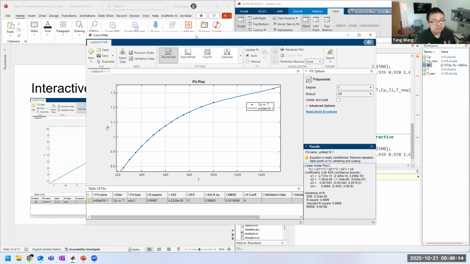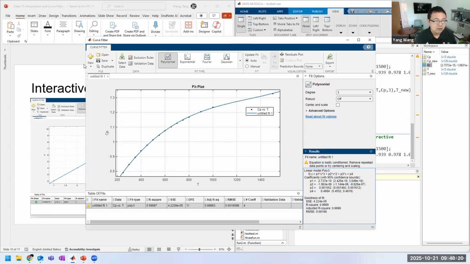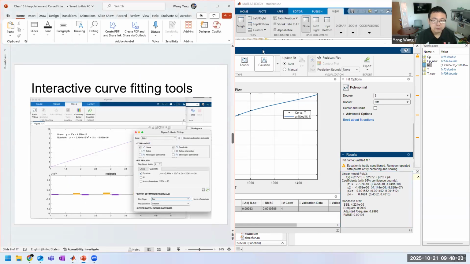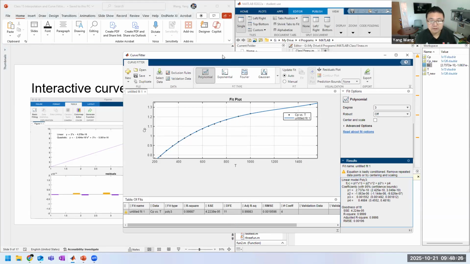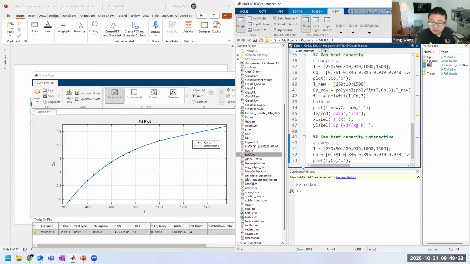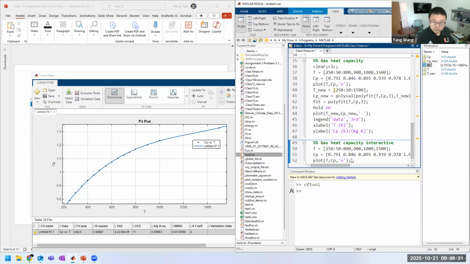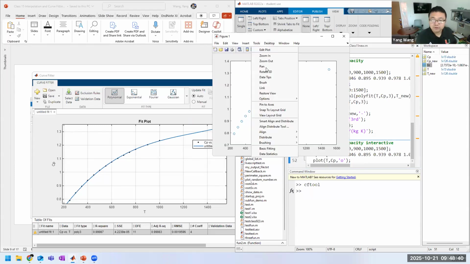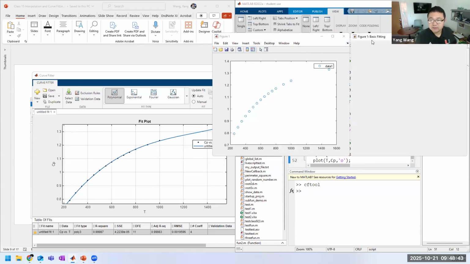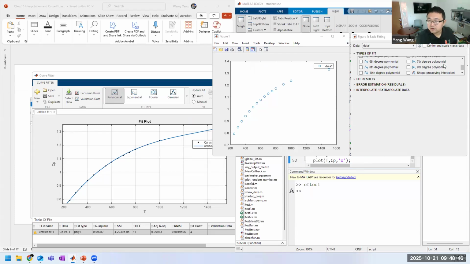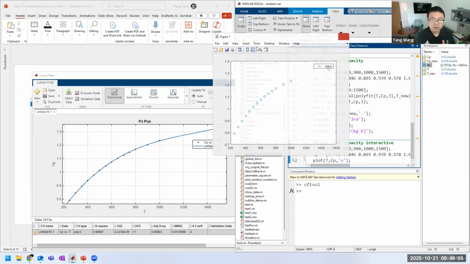I would say the advantage of the interactive curve fitting tool compared to the plot that we showed earlier is this. Let's just create a plot. For the plot method, that's why it's called basic fitting. When you do fitting, you can only do polynomial: first order, linear, quadratic, cubic, and so on, ninth order, 10th order. So it's only polynomial fit.